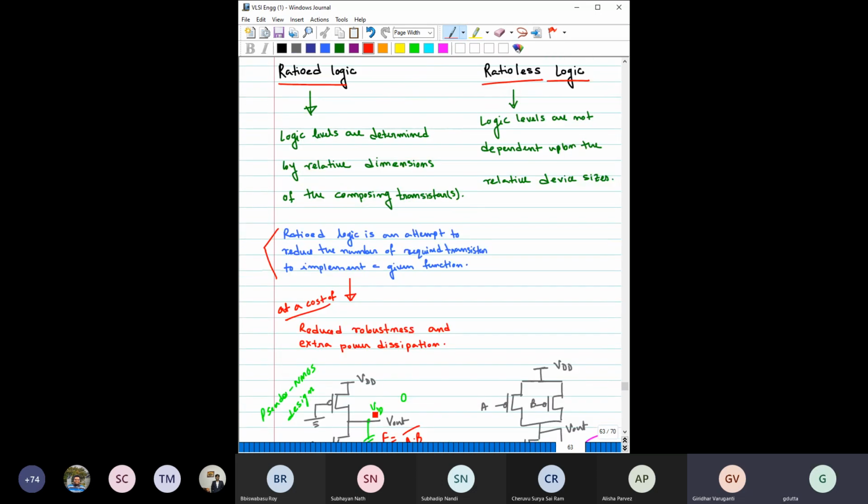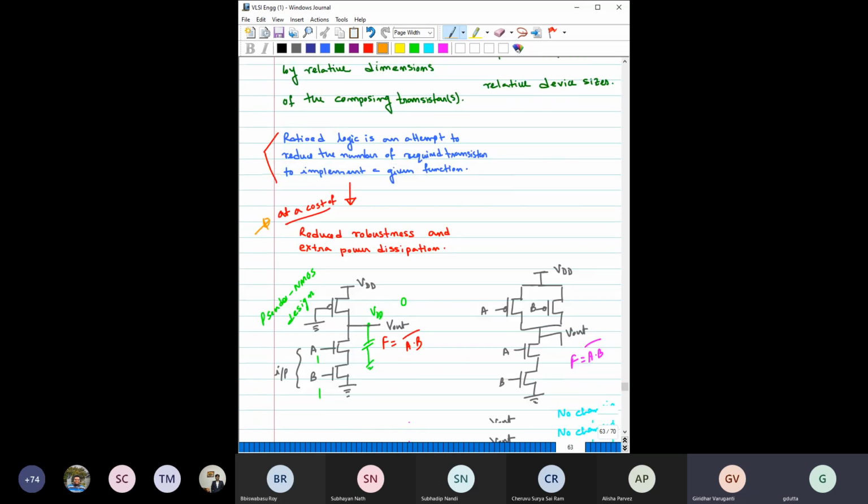So clearly the number of transistors required to implement any Boolean function would be lower for ratioed logic compared to ratioless logic. That is the sole purpose if you want to go for ratioed logic. But this does not come without any price. So what is the price that we are paying here? We are reducing the robustness of our design, because the design is not as robust as CMOS. Robust in the sense that if you change it, the output voltage swing can change drastically.